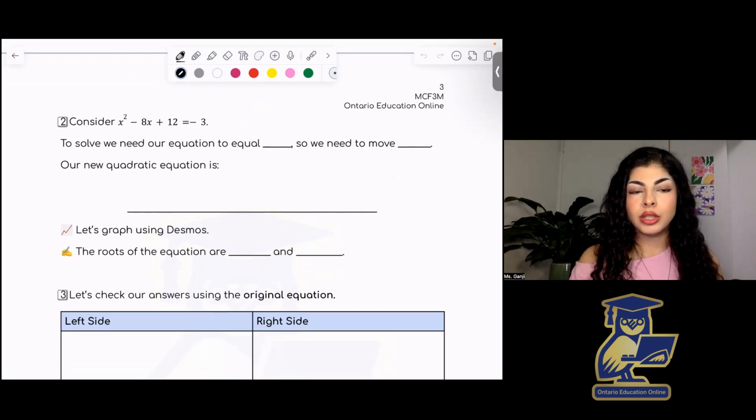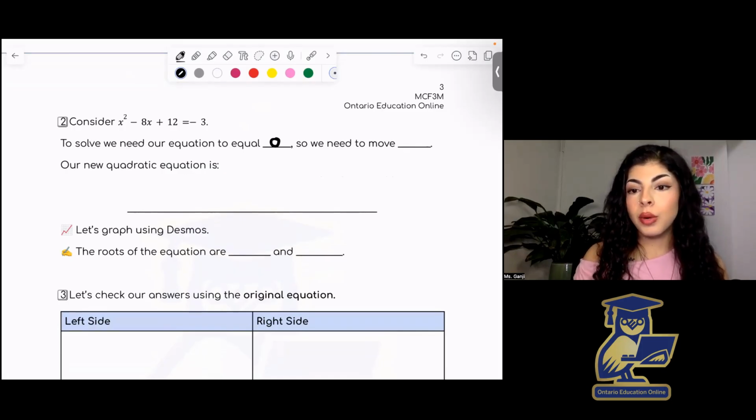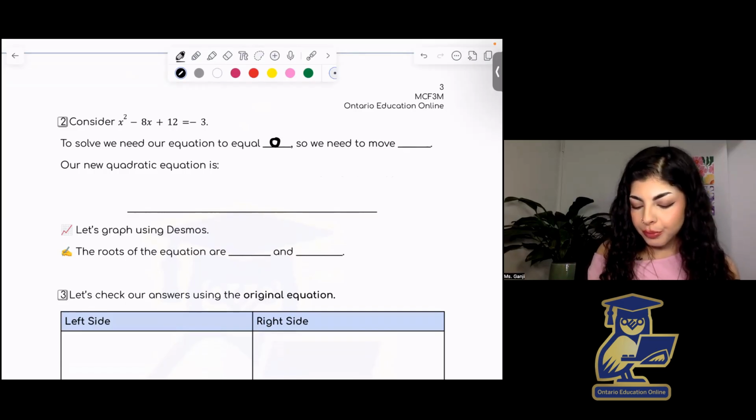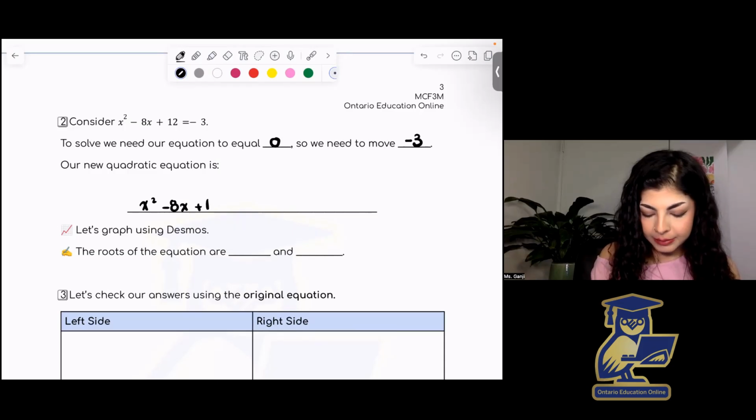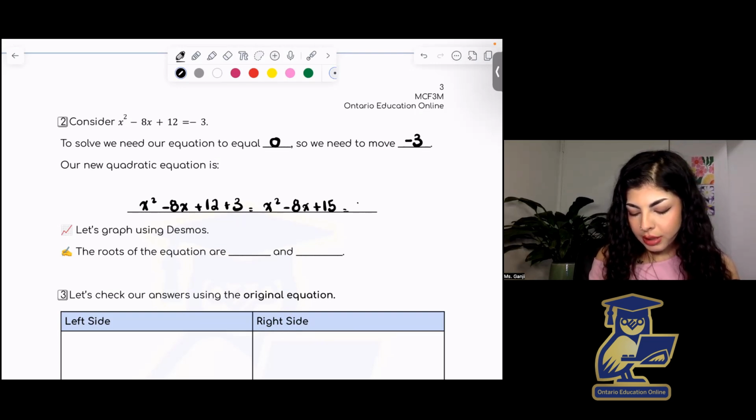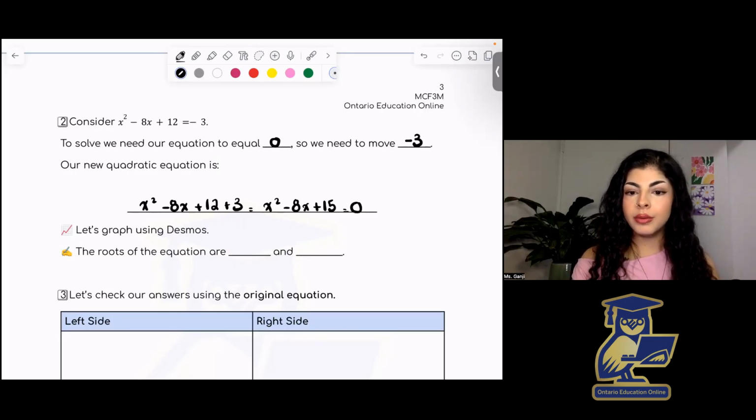So, consider this equation, x squared minus 8x plus 12 equals -3. To solve this equation, we need it to equal 0. We need one side of this to be equal to 0 so that when we factor, it'll make it a little bit easier. So we need to actually move this -3 over. And so if you do that, which you can achieve by adding 3 to both sides, this will be simplified to x squared minus 8x plus 15 equals 0. So I encourage you to take a moment to graph this using Desmos now.